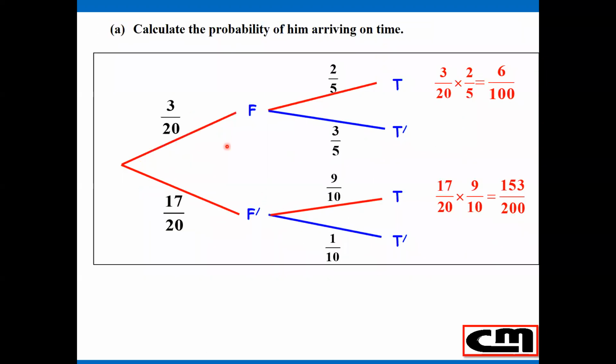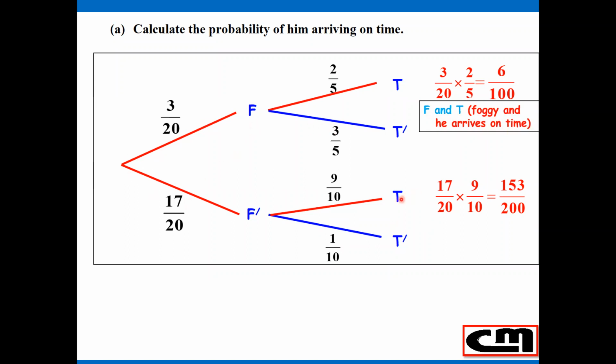So at this point, let us now try to calculate the probability of him arriving on time, right? So now we focus where we have T, that is arriving on time. So we have a T here, we have a T here. If we follow the branches like that, we have F and T. That is what it means, F and T. That is foggy, and he arrives on time, right?